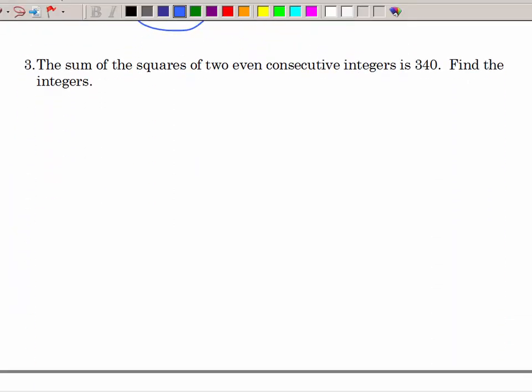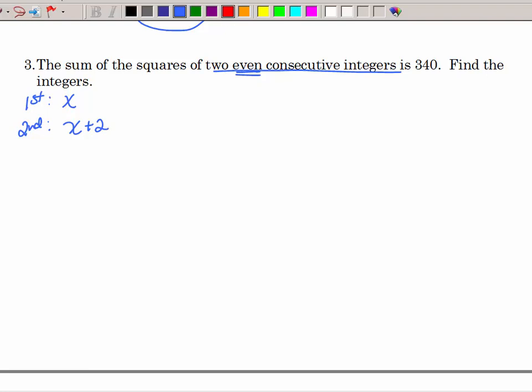Alright, going to get a little bit harder. So we have the sum of the squares of two even consecutive integers. Wow. Okay, so let's get it down to find the integers. So I'm looking for two consecutive even integers. So again, my first one, always let that be x. And my second one, if you see even or odd, that's going to be x plus 2. But this time it doesn't say whose product.